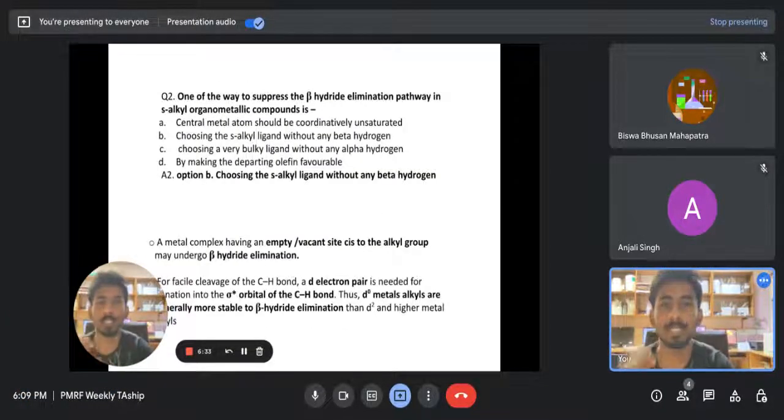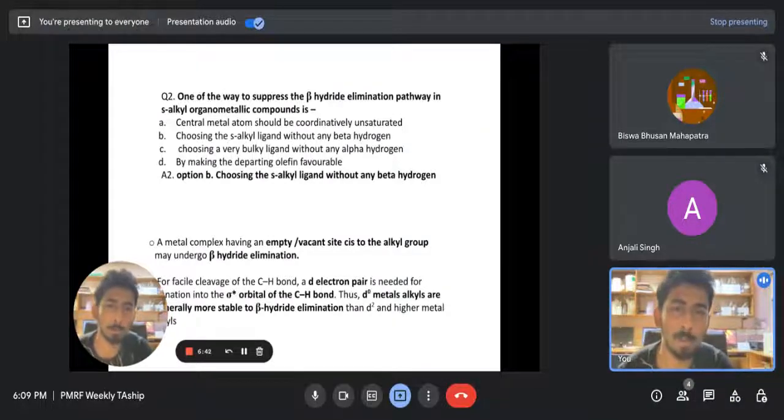So here in the second question, one of the ways to suppress the beta hydride elimination pathway in sigma alkyl organometallic compounds is, firstly, the central metal atom should be coordinatively unsaturated. Second option, choosing the sigma alkyl ligand without any beta hydrogen. Third option, choosing a very bulky ligand without any alpha hydrogen. And the fourth option being by making the departing olefin favorable. So the correct answer is option B, that is choosing the sigma alkyl ligand without any beta hydrogen.